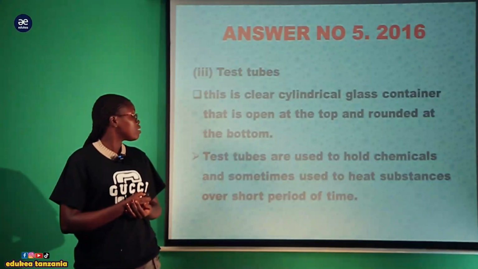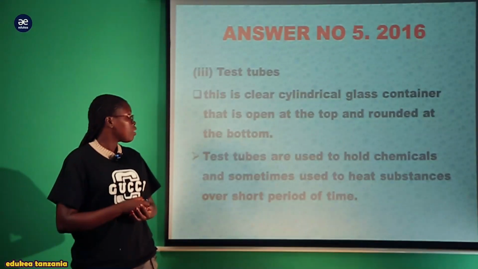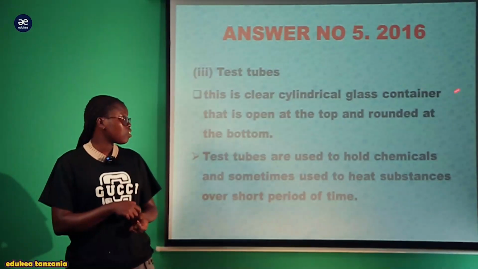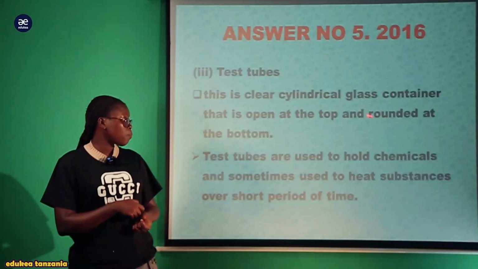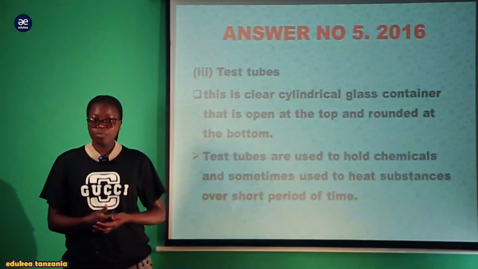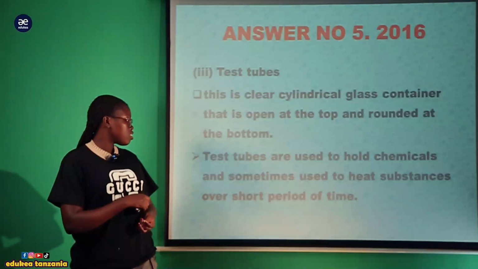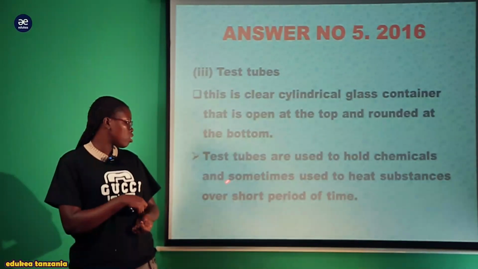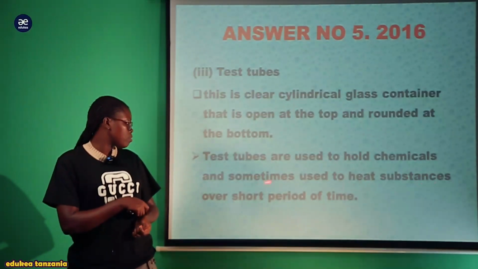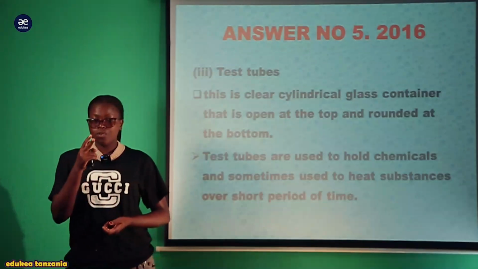The second one is test tube. The test tube, this is a clear cylindrical glass container that is open at the top and rounded at the bottom. Tumeuliza tuweze kuprovide the function of the test tube. So the function of the test tube now is to hold chemicals and sometimes use it to heat substance over a short period of time. So ina two main function.